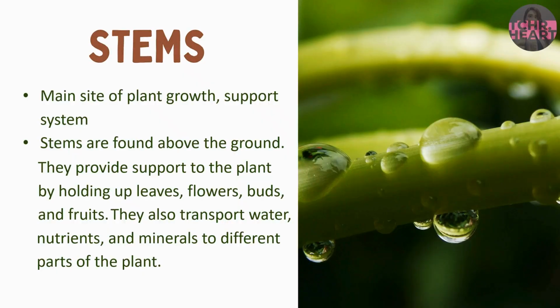Stems, main site of plant growth, support system. Stems are found above the ground. They provide support to the plant by holding up leaves, flowers, buds, and fruits. They also transport water, nutrients, and minerals to different parts of the plant.